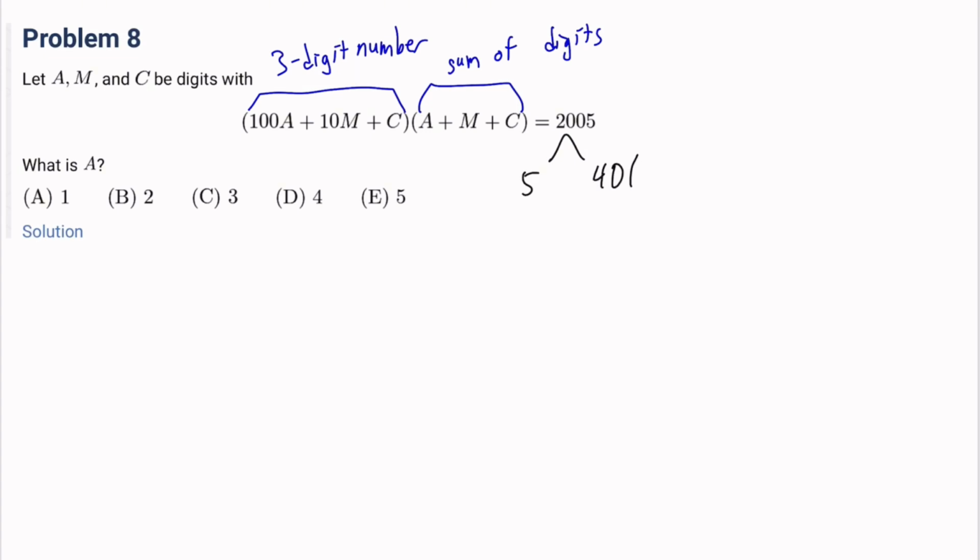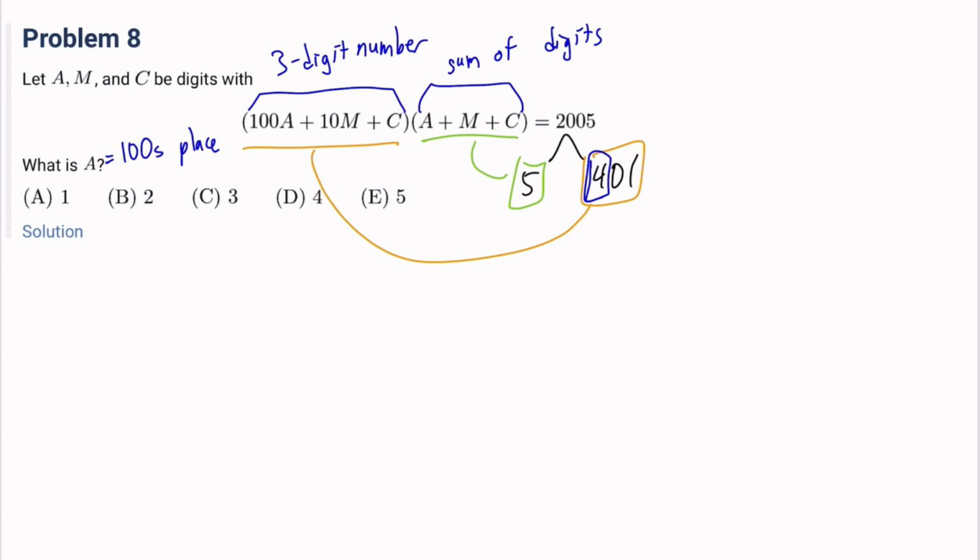right? But then right away we can see that 4 plus 0 plus 1, the sum of the digits, is equal to 5, which is the sum of the digits, right? And so that means that 401 must be the 3-digit number, and this 5 must be the sum of the digits. So we want A, which is the number in the 100th place, and that number is 4. So the answer is 4.